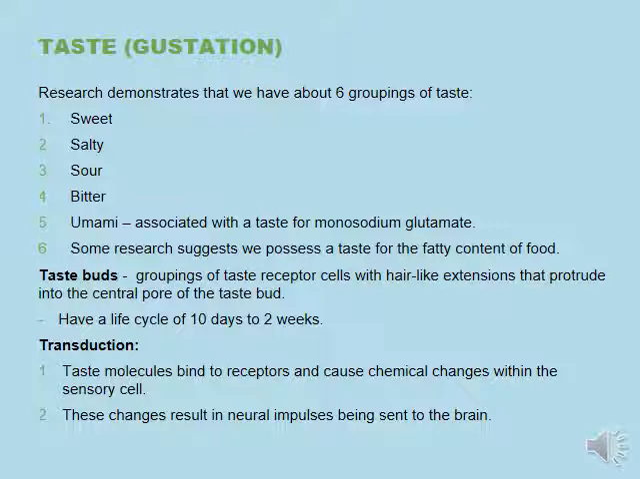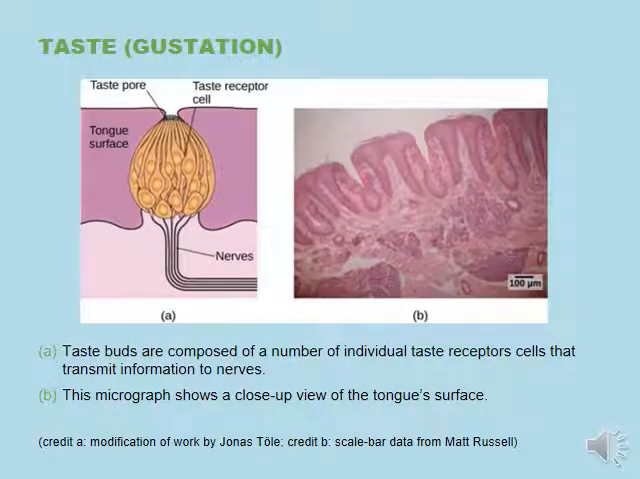And primarily it's trying to differentiate whether it's sweet, salty, sour, bitter. So that's primarily what you're looking at. So, a more in-depth look. Here are the taste pores, the tongue surface, the taste receptor cells, and the nerves. Taste buds are composed of a number of individual taste receptors that transmit information to the nerves. This micrograph shows a close-up view of the tongue surface. Again, that's there for you to look at.